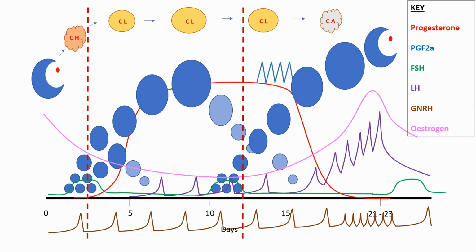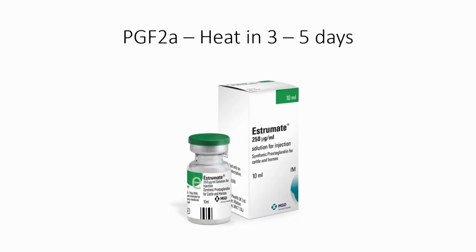If you want to bring this animal back into estrus as quickly as possible, what you would do is you would treat it with prostaglandin F2 alpha to lutealize that CL. And you would say that because there is no follicle greater than 8 millimeters there, the likelihood is this animal will have a heat in 3 to 5 days.